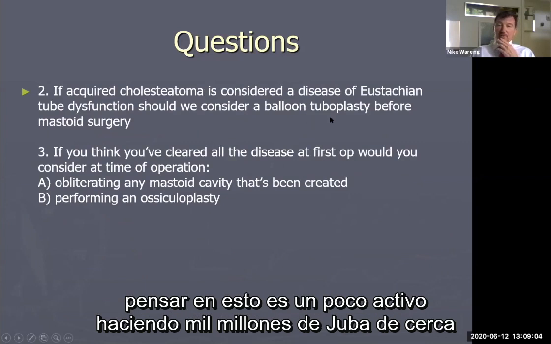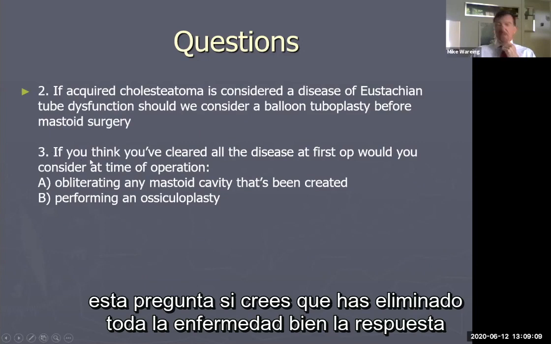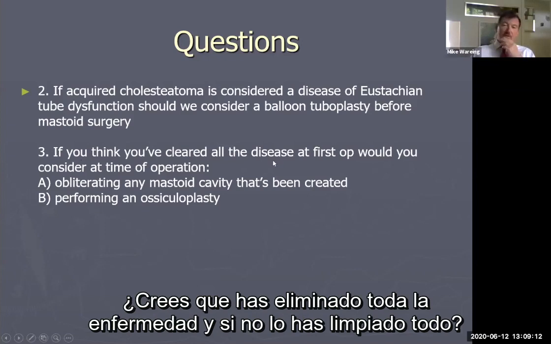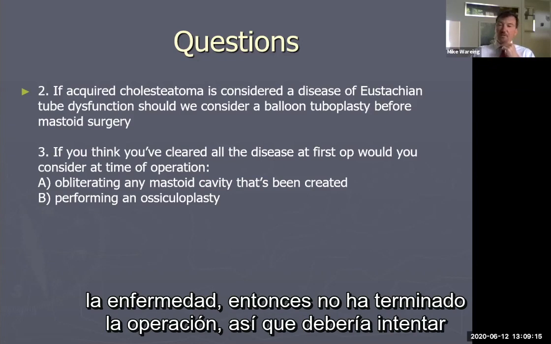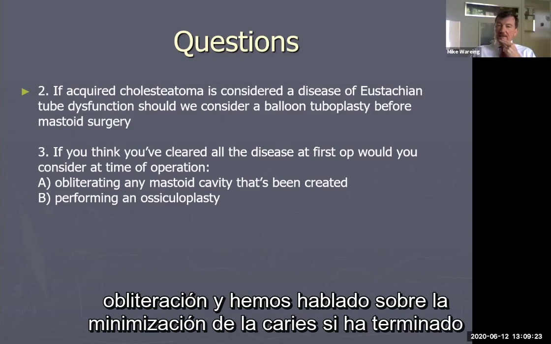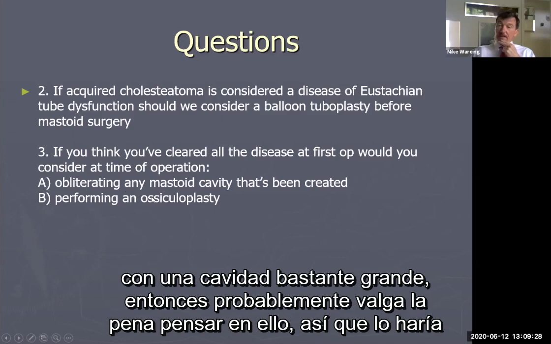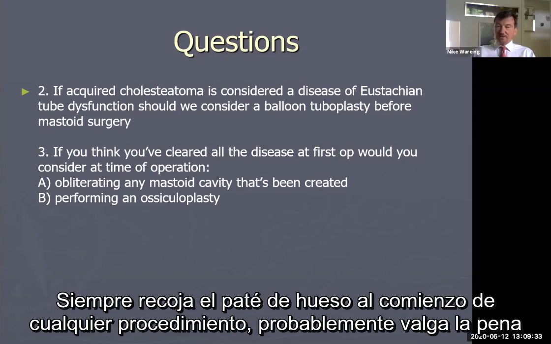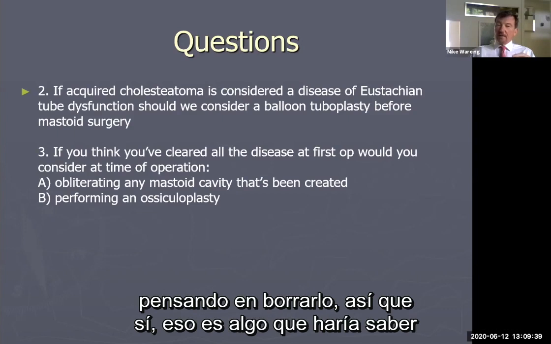This is a bit about doing a balloon tuboplasty. This question, if you think you've cleared all the disease, well, the answer is you think you've cleared all the disease. I mean, if you haven't cleared all the disease, then you haven't finished the operation. So really, you should try and make sure you've cleared all the disease. And then, yes, the answer is about obliteration. And we've spoken about cavity minimization. If you've ended up with quite a big cavity, then it probably is worthwhile thinking about. So I would always collect bone pate at the start of any procedure. It probably is worthwhile thinking about obliterating it. So yes, that's something I would do now.